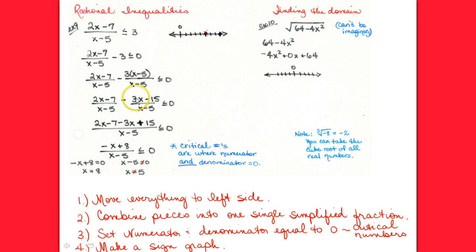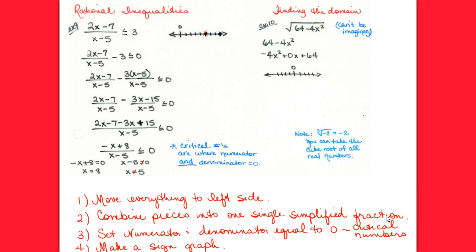So that would be a negative 3x and a positive 15. So watch out especially for that positive 15. So 2x minus 3x is negative 1x, negative 7 and 15 is positive 8, all over that common denominator. So now we've done step number 2. We've combined the pieces into one single simplified fraction.